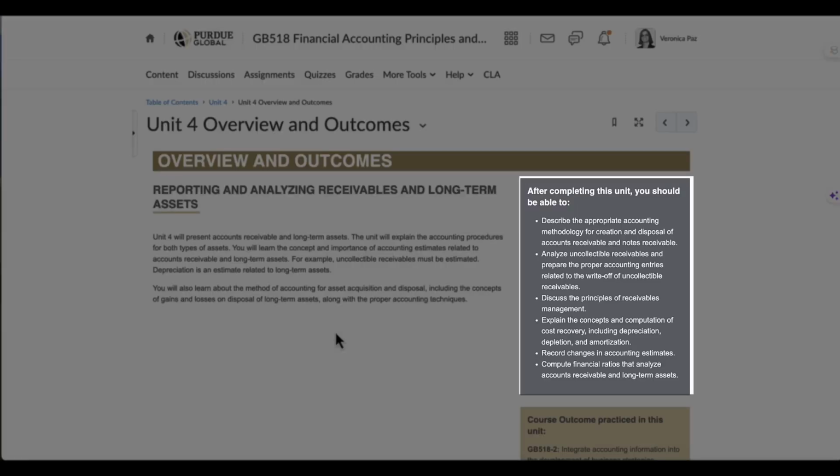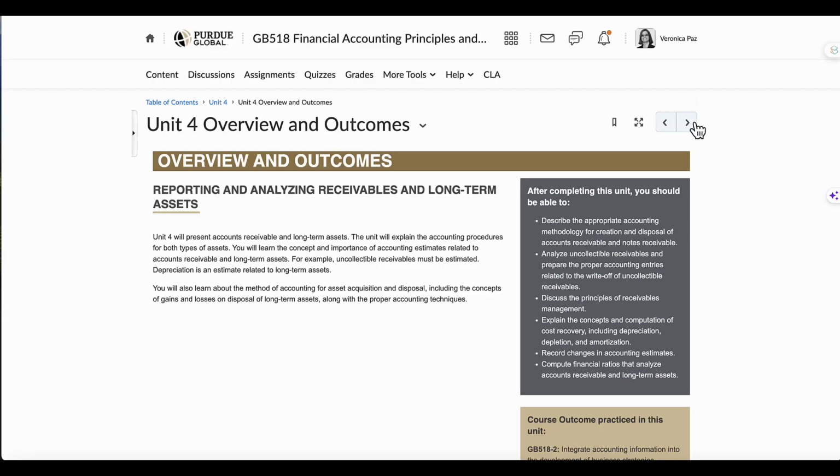After you complete this unit, you should be able to describe the appropriate accounting methodology for the creation and disposal of accounts receivable and notes receivable, analyze uncollectible receivables, and prepare the proper accounting entries as they relate to the write-off of uncollectible receivables. Discuss the principles of receivables management, explain the concepts and computation of cost recovery, including depreciation, depletion, and amortization. Record changes in accounting estimates and compute financial ratios that analyze accounts receivables and long-term assets.